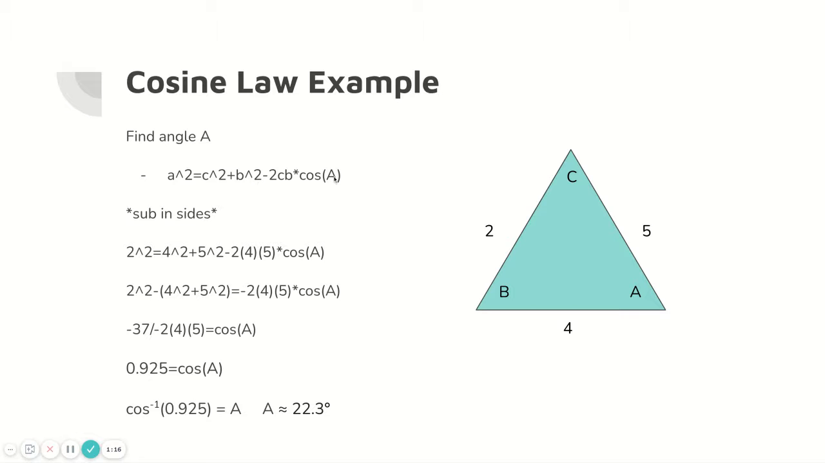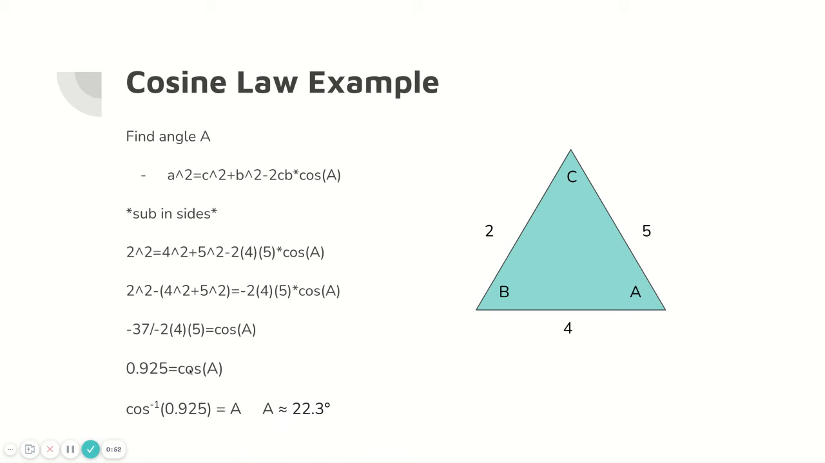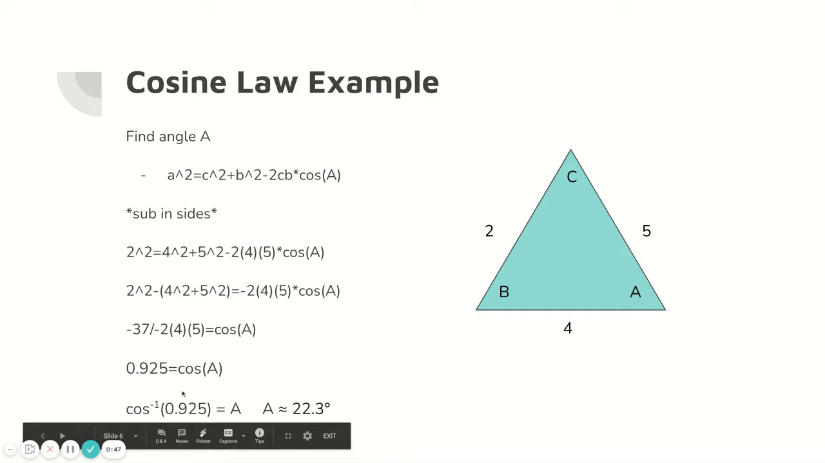Basically what we do is that we sub in all of the sides, and because we're trying to find angle A, a is the side in front. After we sub in everything, we just move stuff to the other side and simplify to 0.925 equals cos A. This is the same as before. We can't just divide by cos. We have to do an arc cosine, which gives us A. If you put this into your calculator, you find that A is about 22.3 degrees.